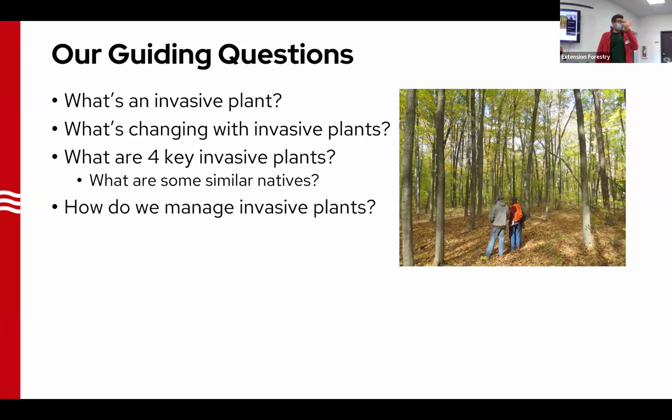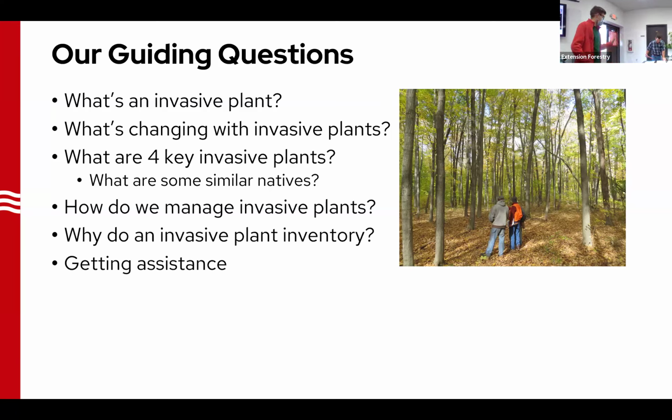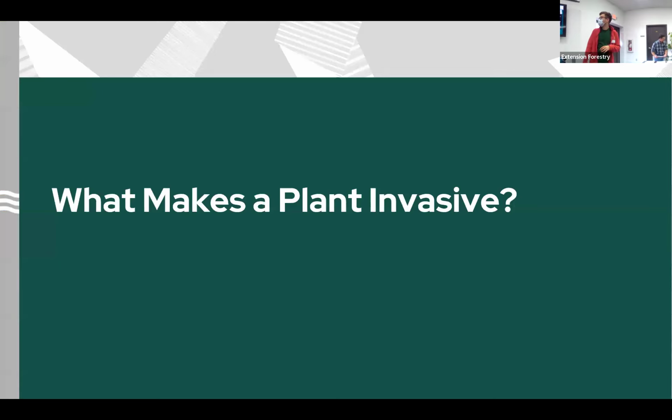And then we'll kind of look at native plants that we might misidentify with these invasive plants. After that, we're going to move into a discussion on management, talking about different management options for control of these invasive plants. Then we're going to talk about performing a plant inventory, actually getting an idea of the concentrations, the populations of plants on our property. And then we're going to end the presentation by talking about getting assistance for invasive plant management.